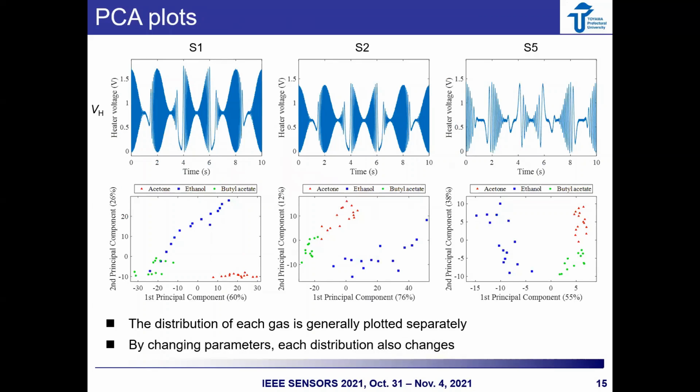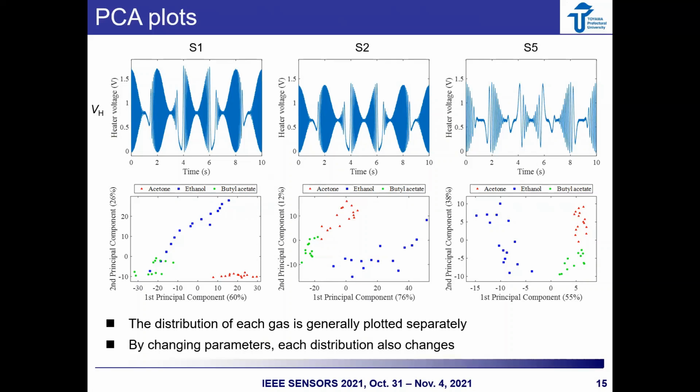The PCA plots for each modulated waveform are shown on the bottom. As you can see, each of the distributions was generally separated by gas species. Now, let's compare the results by waveform. For S1, the data of each distribution was plotted unidirectionally. It was suggested that the effect of the gas concentration was not well suppressed.